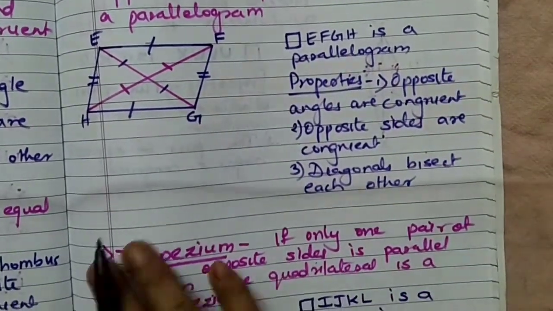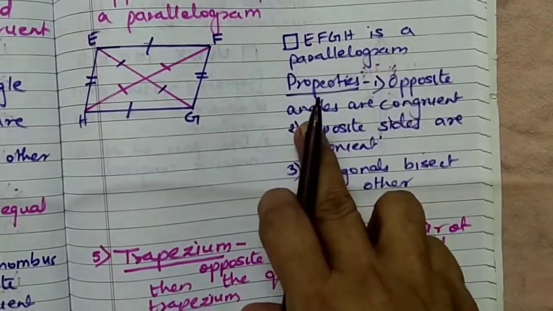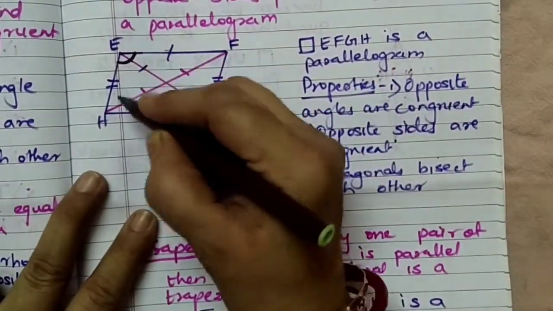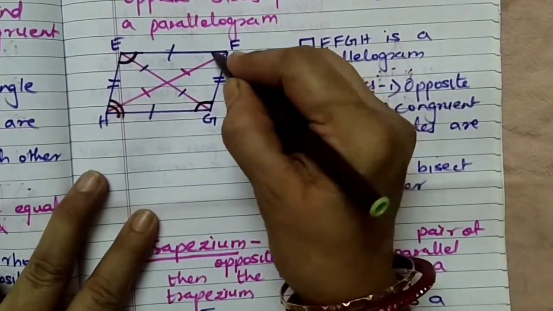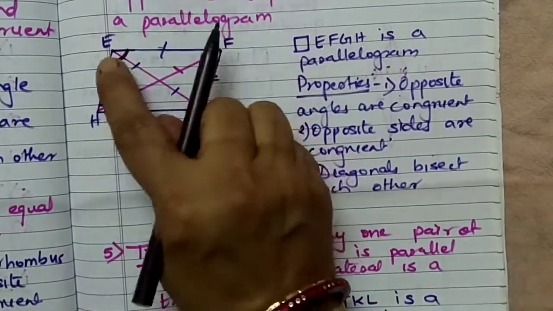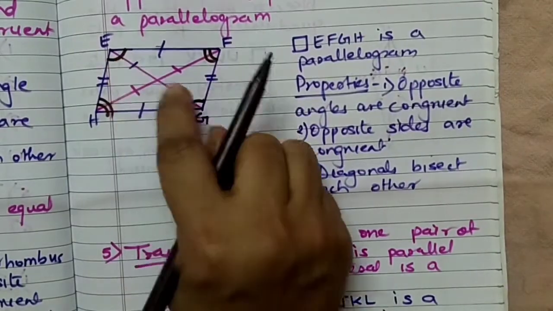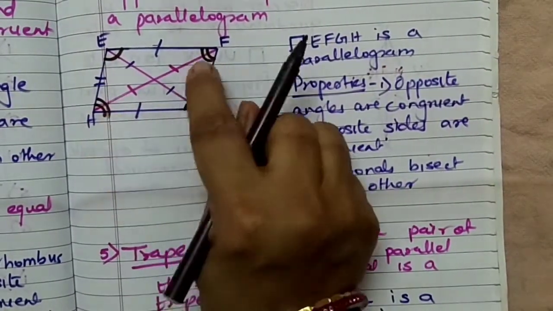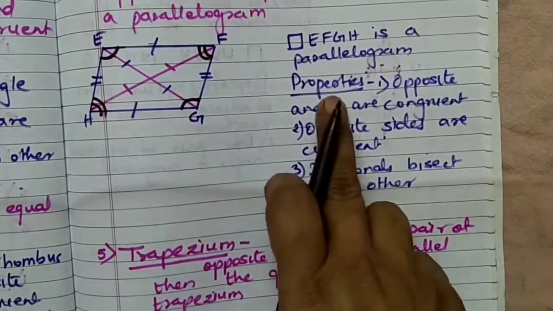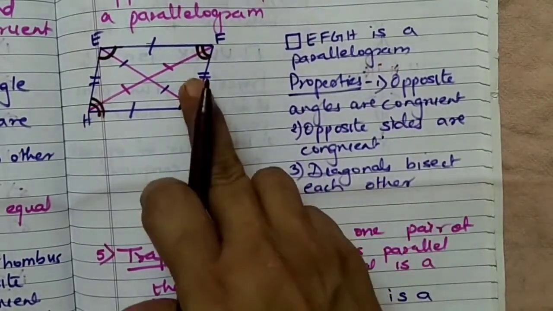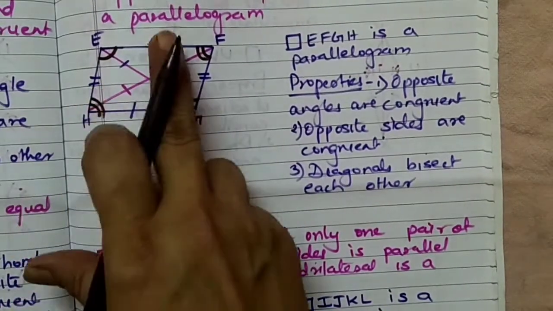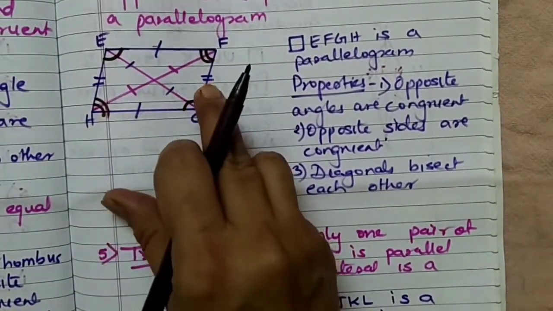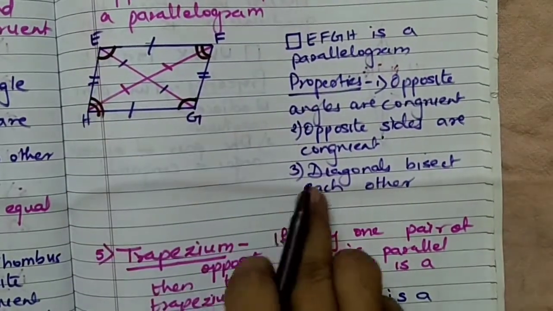Now let us see the properties of a parallelogram. Opposite angles are congruent. Here also the opposite angles of a parallelogram are congruent. We have to mark congruent angles; I don't mark all angles by this sign. These are the opposite angles, so I mark the same sign. Here I mark two lines. Why? Because I want to show them as congruent. So opposite angles are congruent, opposite sides are congruent. Here I have marked a single line because they are opposite sides, they are congruent. Here I have marked two lines to show that they are congruent.